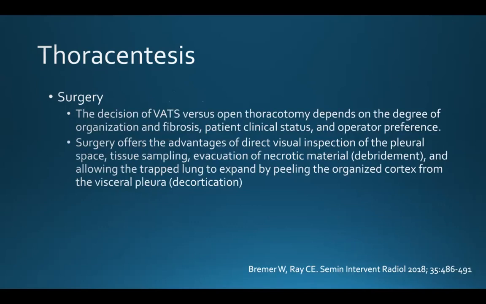And finally, there's always surgery. And the decision to perform a VATS versus an open thoracotomy depends on the degree of organization and fibrosis, the patient's clinical status, and the operator preference. And surgery offers the advantages of direct visual inspection of the pleural space, tissue sampling, debridement, and allowing the trapped lung to expand by peeling the organized cortex from the visceral pleura, otherwise known as decortication.